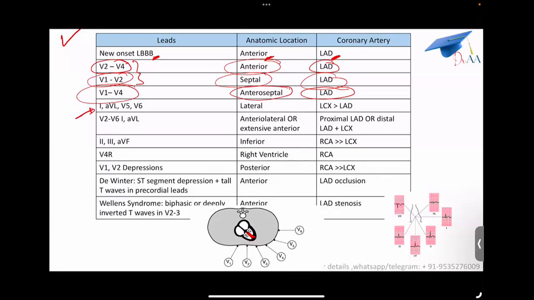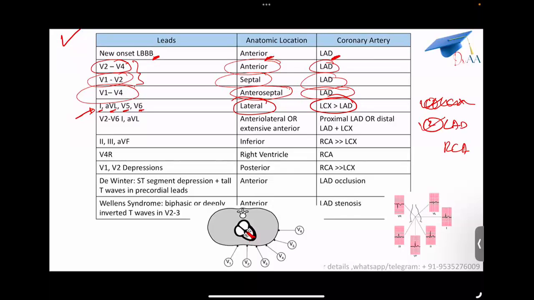Lateral wall MI, that is the lateral side, V5, V6, 1, AVL, that is a lateral wall MI. The left circumflex artery is more common compared to the LAD. What do I mean? If both these answers are given, for example one option is LCX and another option is LAD, then choose LCX over LAD. If LCX is not given at all, and they give LAD, RCA, and other options like that, then you can choose LAD. If LCX is given, always choose LCX.